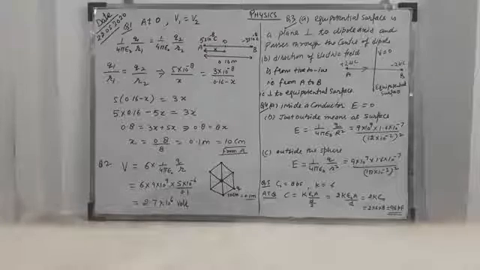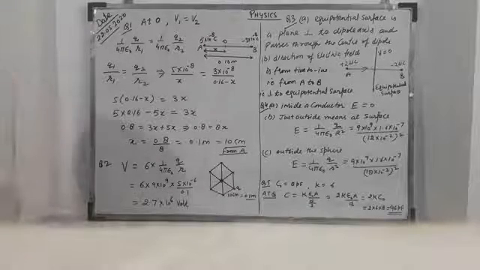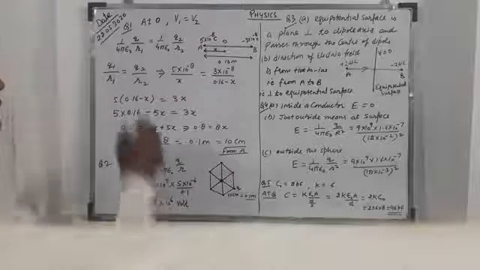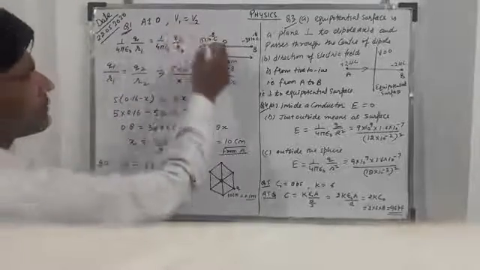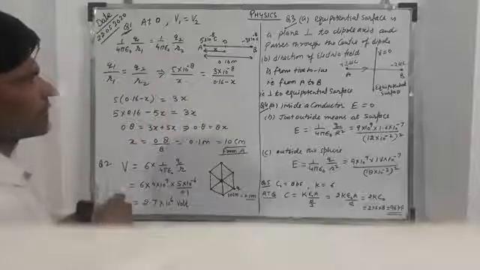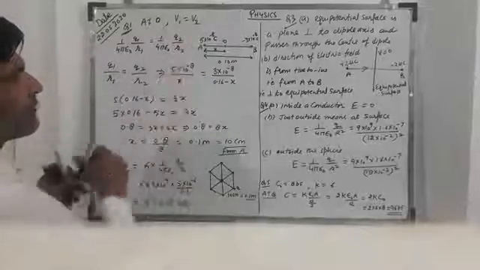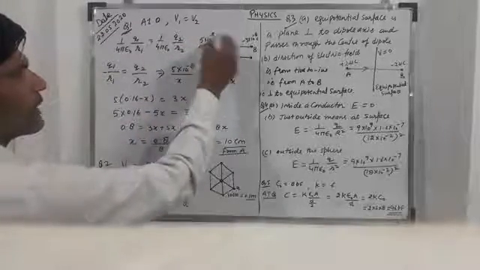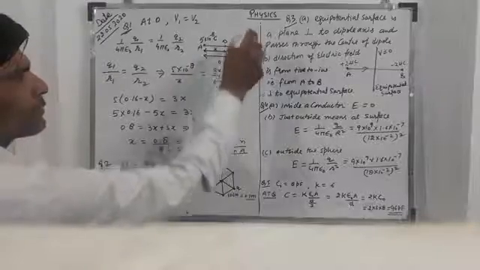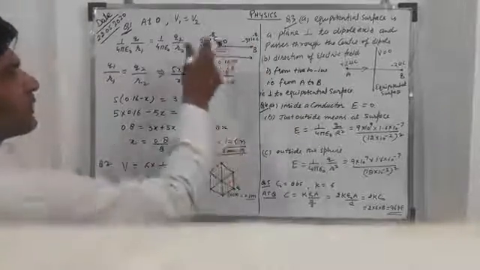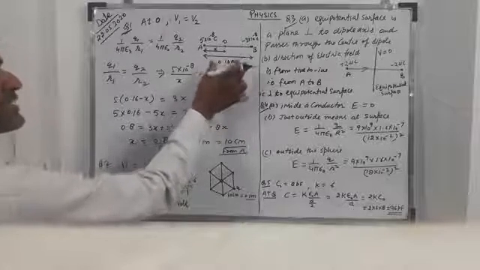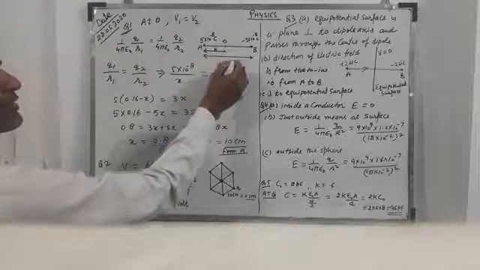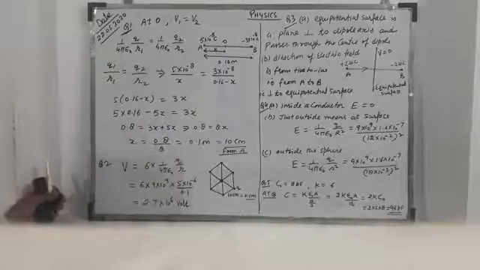Now we will solve some numerical problems of the NCERT exercise. So question number 1 says that two charges, one is 5 into 10 to the power minus 8 coulomb and another is minus 3 into 10 to the power minus 8 coulomb, are separated by a distance of 16 centimeter. This means 0.16 meter.